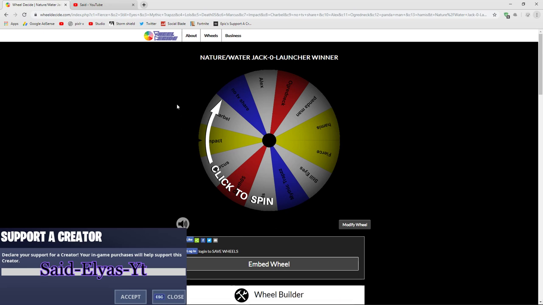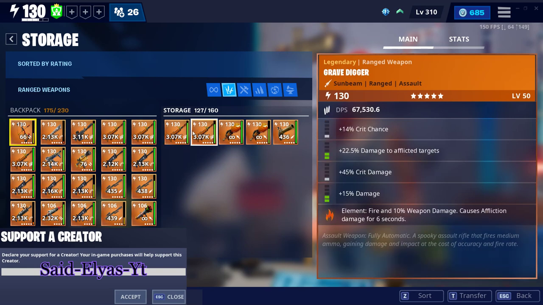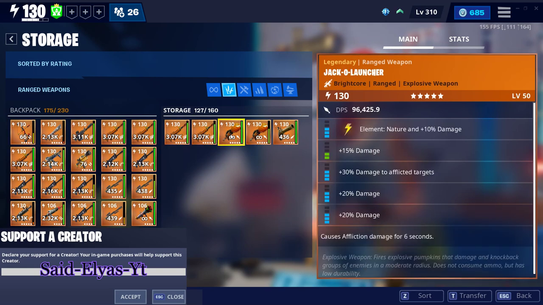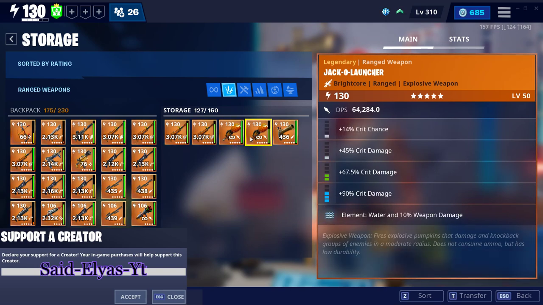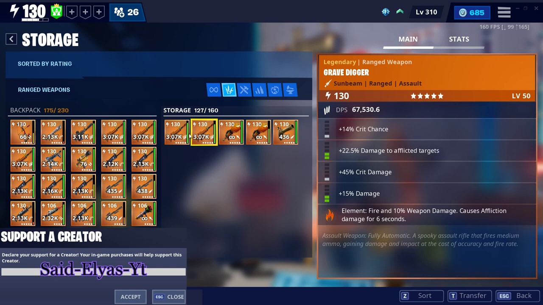This is me, Saeed. In today's video, we're going to be talking about the nature slash water jackal launcher giveaway. As you guys can see, I have all these five weapons right here. Some are modded and some are legacy. So here's this water slash nature jackal that I have. This is a nature, this is a water jackal. And then I have this Jaxter Band. I have these grave diggers, two of them. And yeah, guys, you can choose any of these weapons if you win, only one of it.